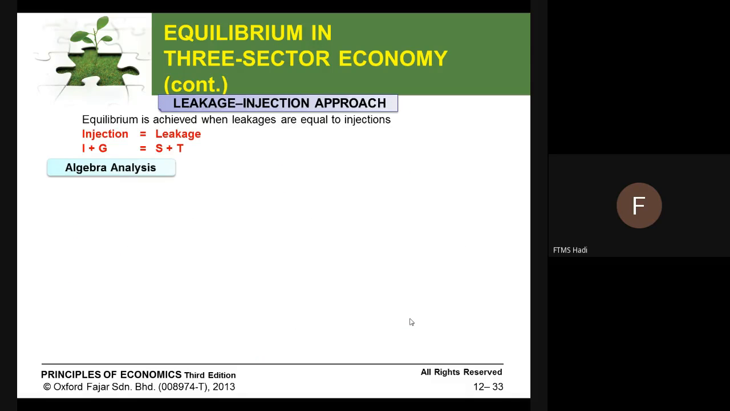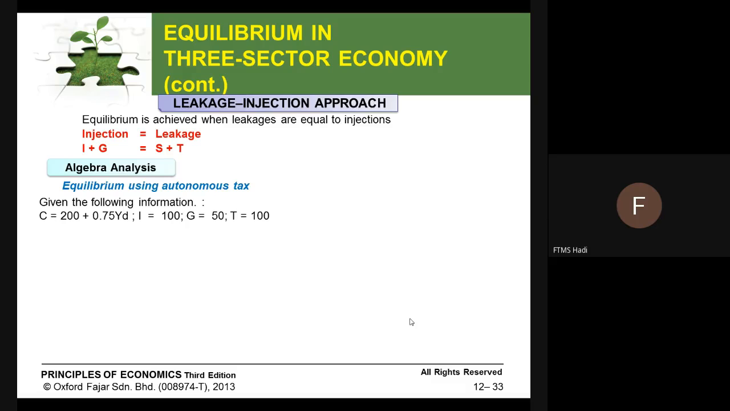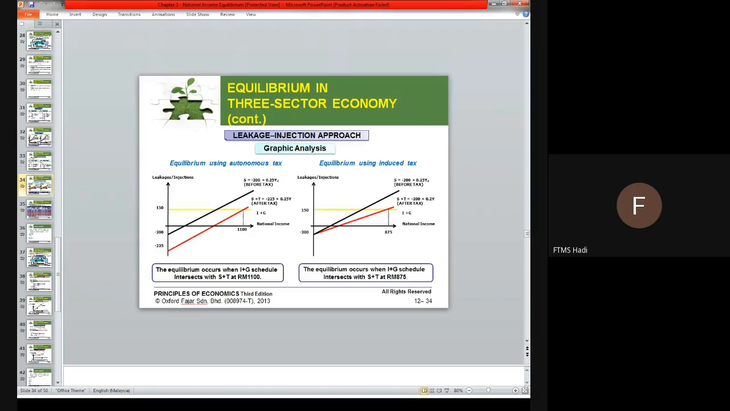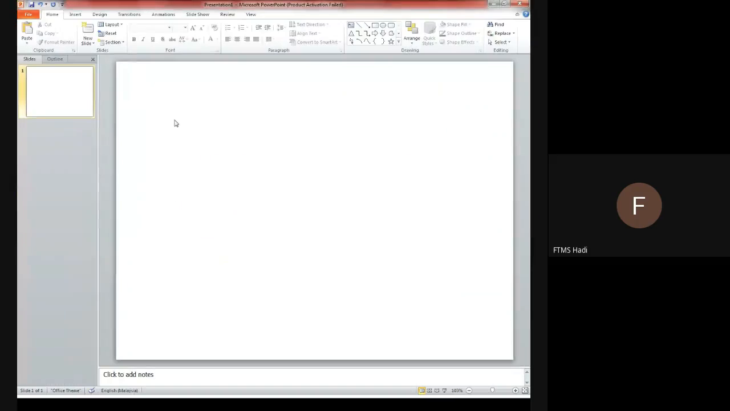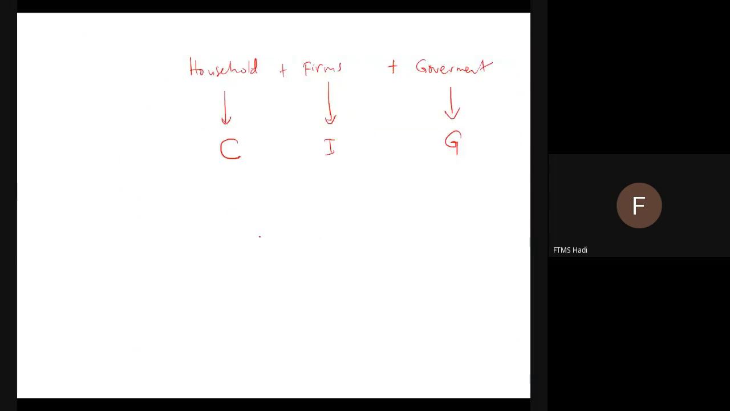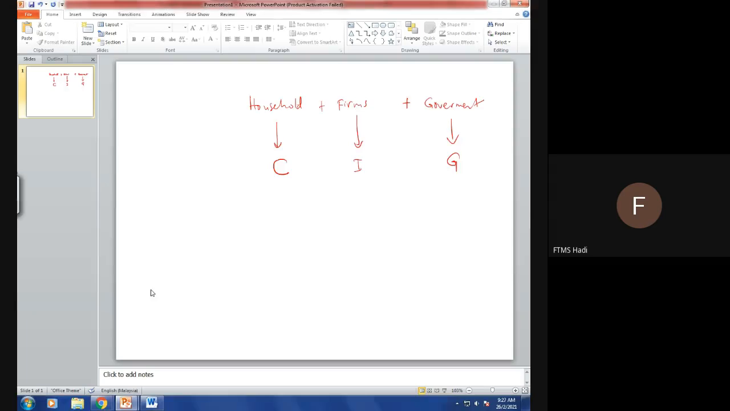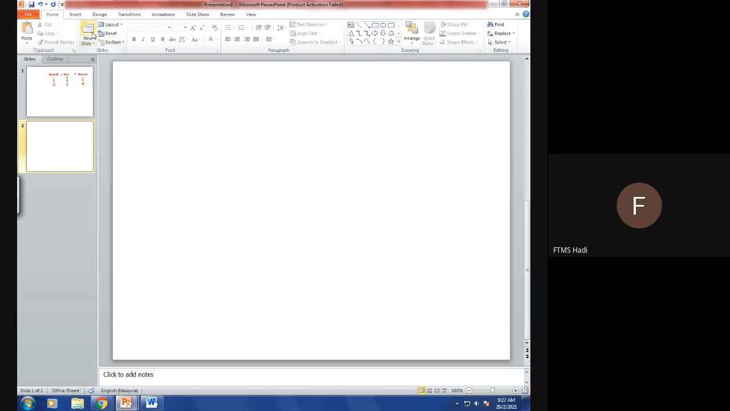Okay, leakage and injection, which is I plus D is equal to S plus T. Earlier we talked about two sectors, I and S only. But the next one is G and T. I'm going back to the slide before, because it's not fair that I am only focusing on aggregate demand and aggregate supply. Let me show you the new slide.